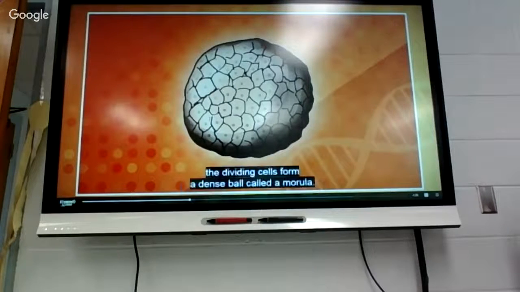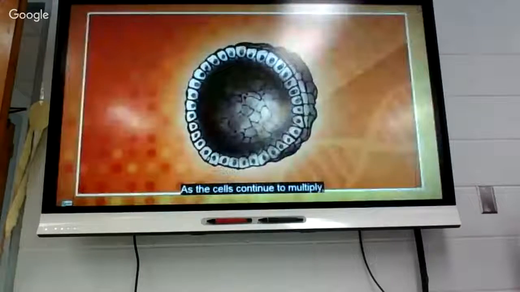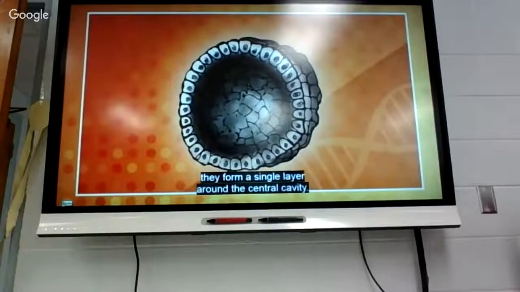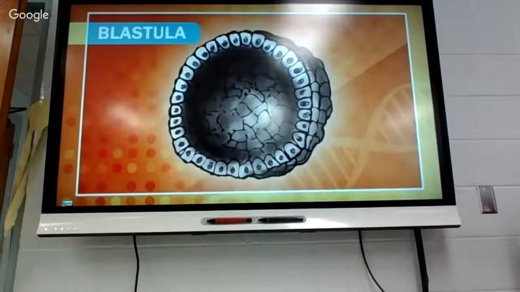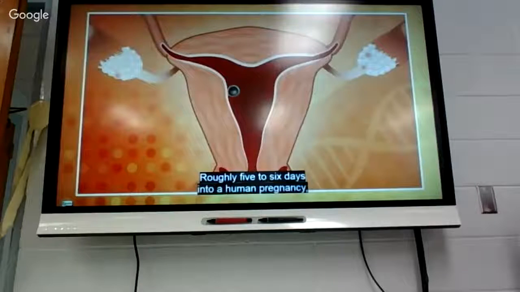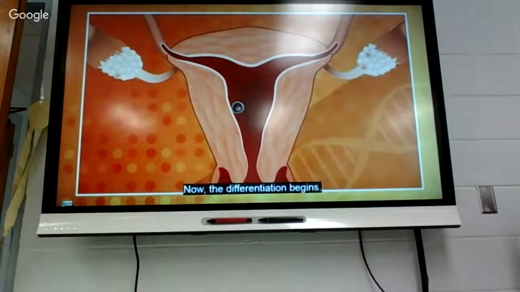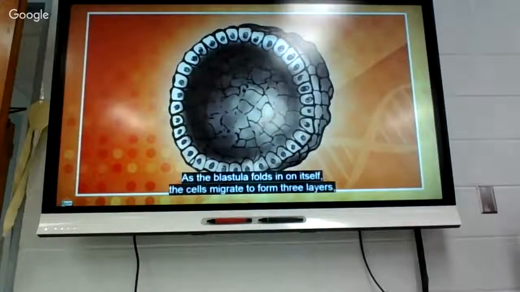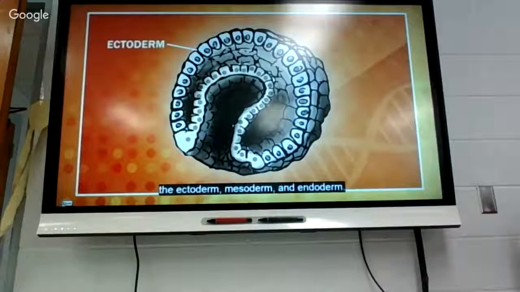Dividing cells form a dense ball called a morula. As the cells continue to multiply, they form a single layer around a central cavity. This hollow ball is called a blastula. Roughly 5 to 6 days into a human pregnancy, the blastula implants in the wall of the uterus. Now the differentiation begins. As the blastula folds in on itself, the cells migrate to form 3 layers: the ectoderm, mesoderm, and endoderm.